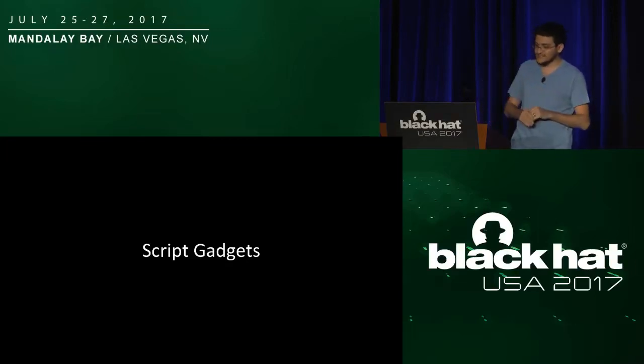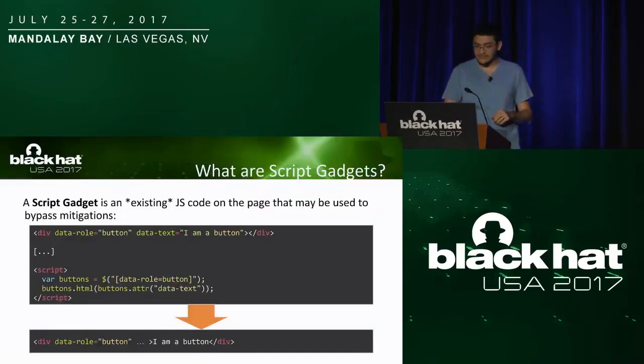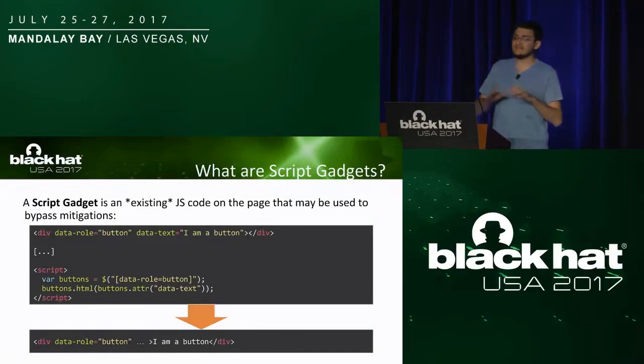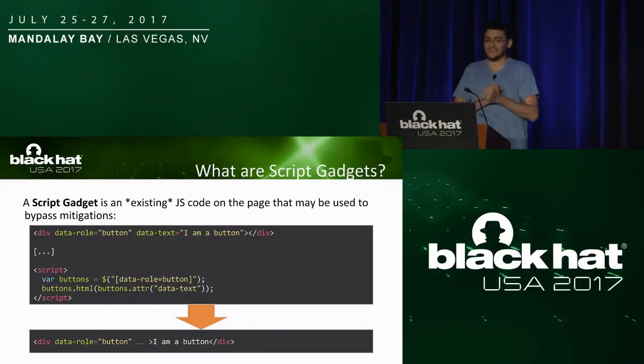we are going to talk to you about what script gadgets are. So we're going to give you a very simple example of the simplest, most obvious, the lamest script gadget that we have, right? A script gadget in this case will be the following. You have an HTML snippet that doesn't do anything. It just has a div that has a couple of attributes and says "I am a button."